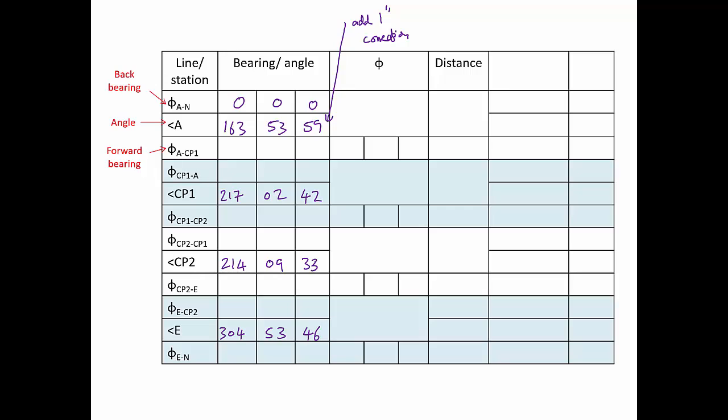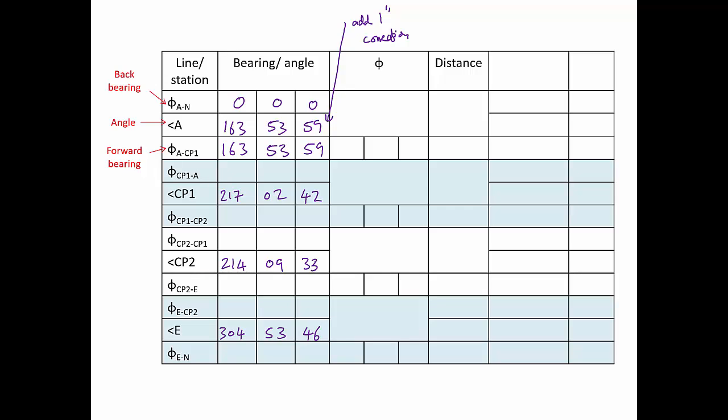If your misclosure is over the sum of the angles, so over 900 degrees, for example, you have to just take away this correction. The correction depends on whether you have come under or over your target angle measurement. So let's go through the calculations. For the forward bearing, we just add the back bearing to the angle at that station. So the first one is dead easy.